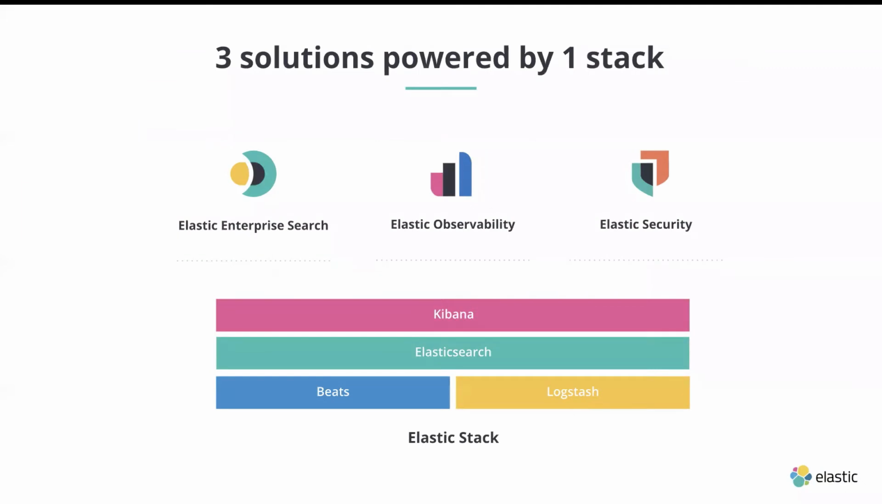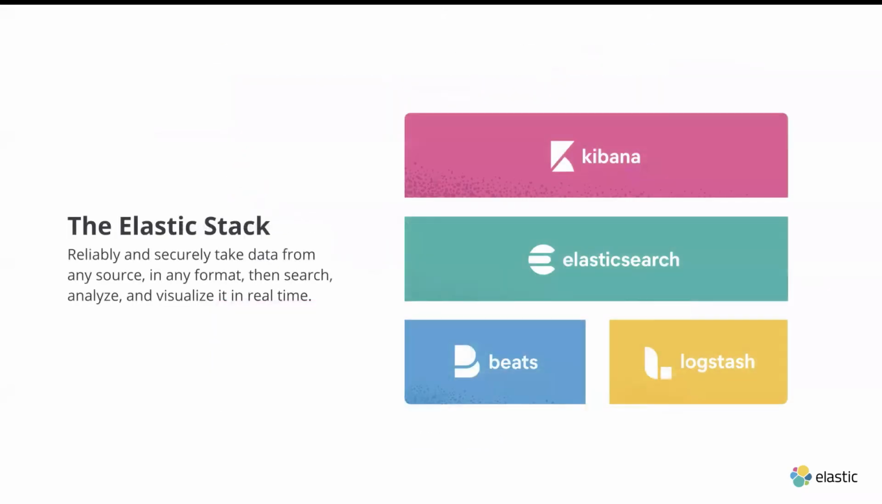Now, all three solutions are built on the common Elastic Stack. Elasticsearch is a distributed search engine. Then you have Kibana, which is a visualizer that sits on top of Elasticsearch. Then you have Beats and Logstash, which are ingest technologies. So all three solutions are powered by the same stack under the hood. Each of the components does a specific functionality and is very powerful in whatever it does.